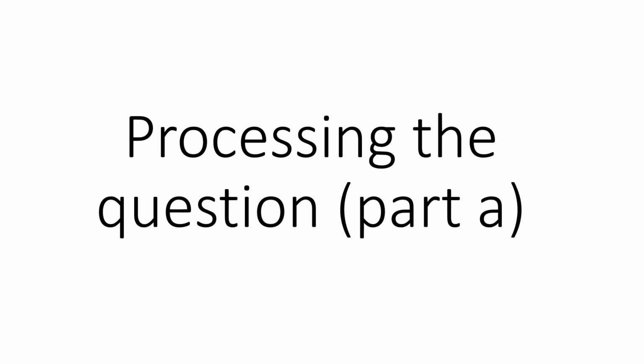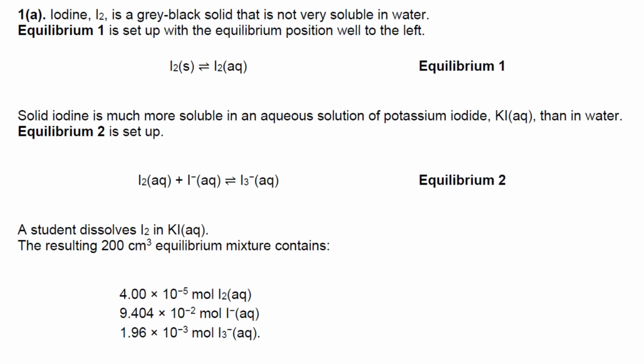So let's take part A and have a look at how we might process it. It gives you quite a bit of information. It mentions two previously unseen equilibria, and it also then gives you some equilibrium mixture mole data at the bottom to process.